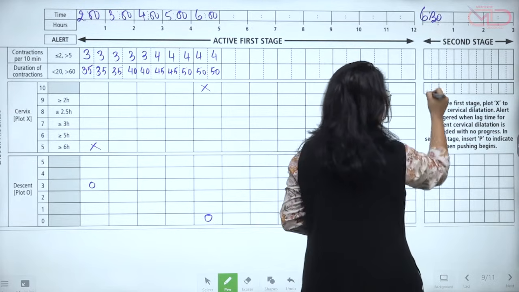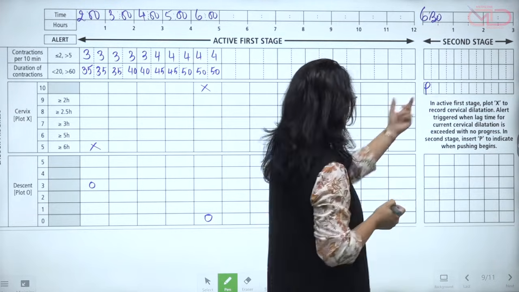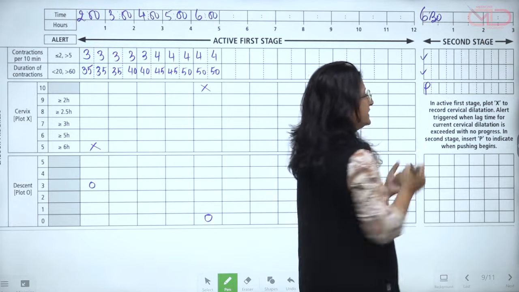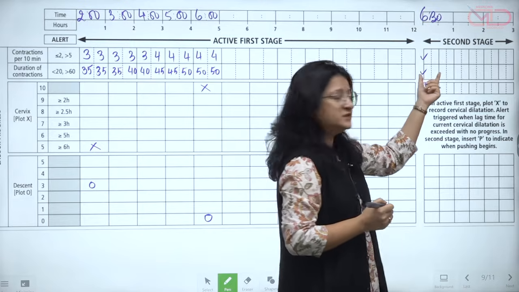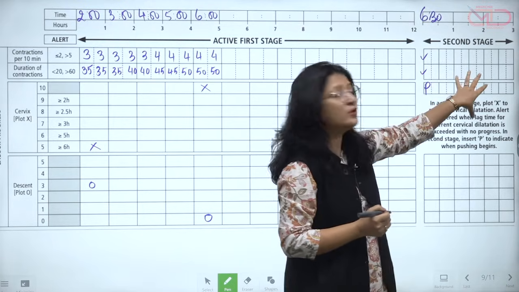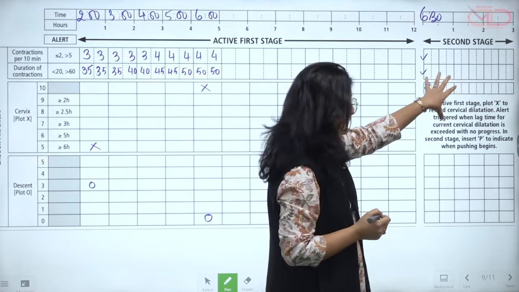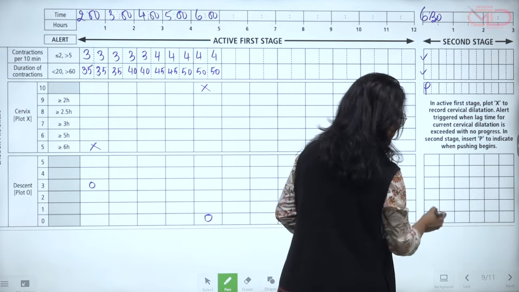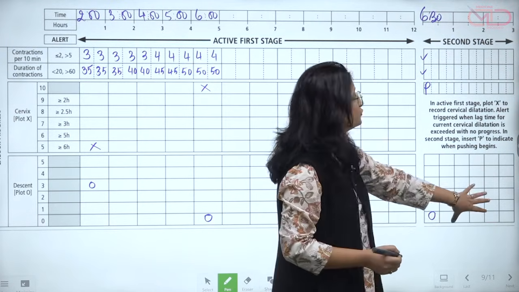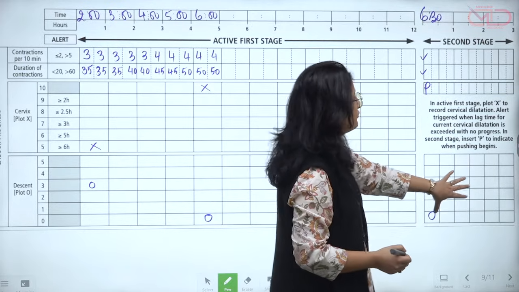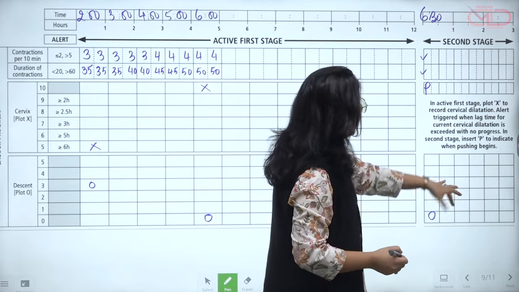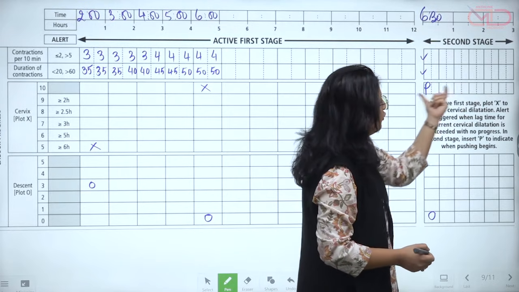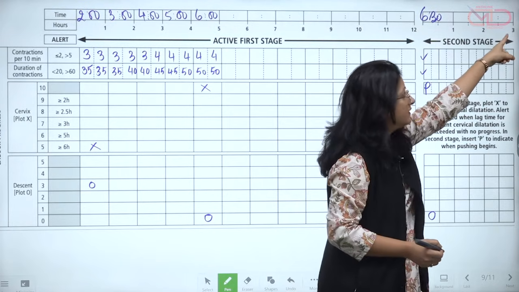So yes, pushing has to be noted here, and the contractions and their duration have to be noted every 15 minutes. So intensified monitoring of the second stage of labor is done, right? And the descent is what we continue to plot even in the second stage of labor. And you realize that the alert that will be raised here will be according to this time duration.